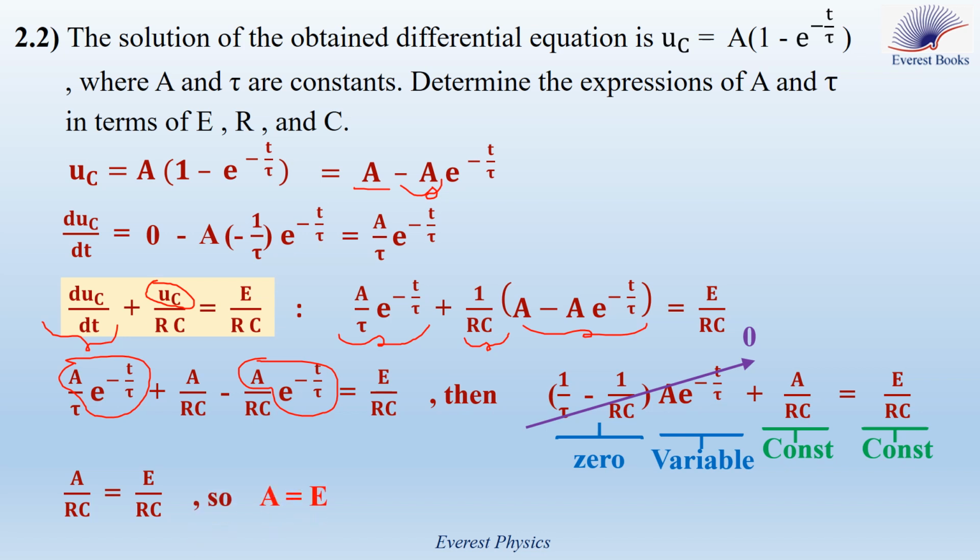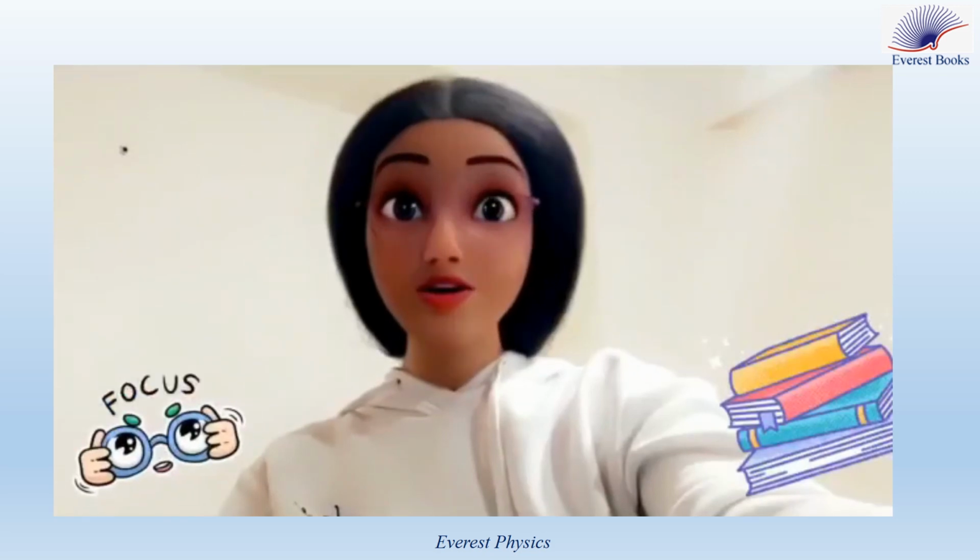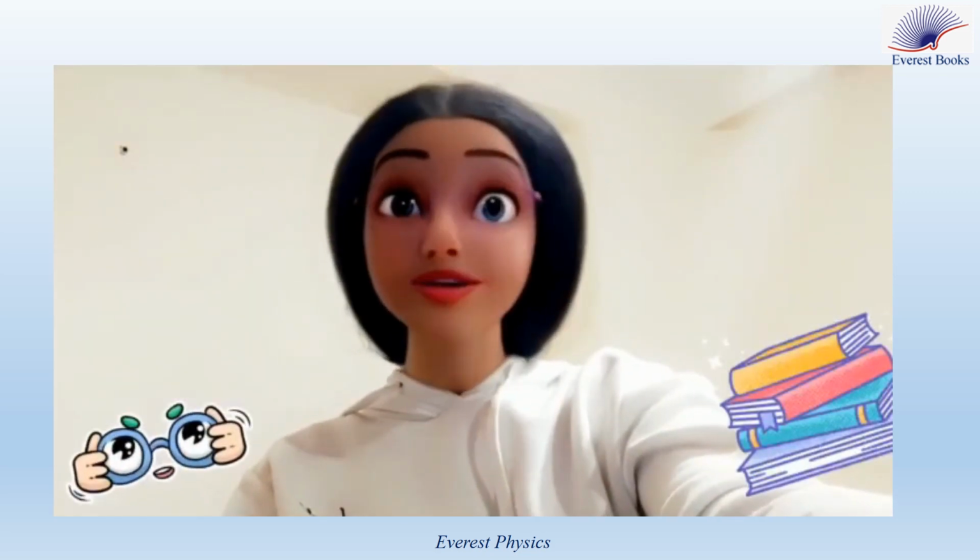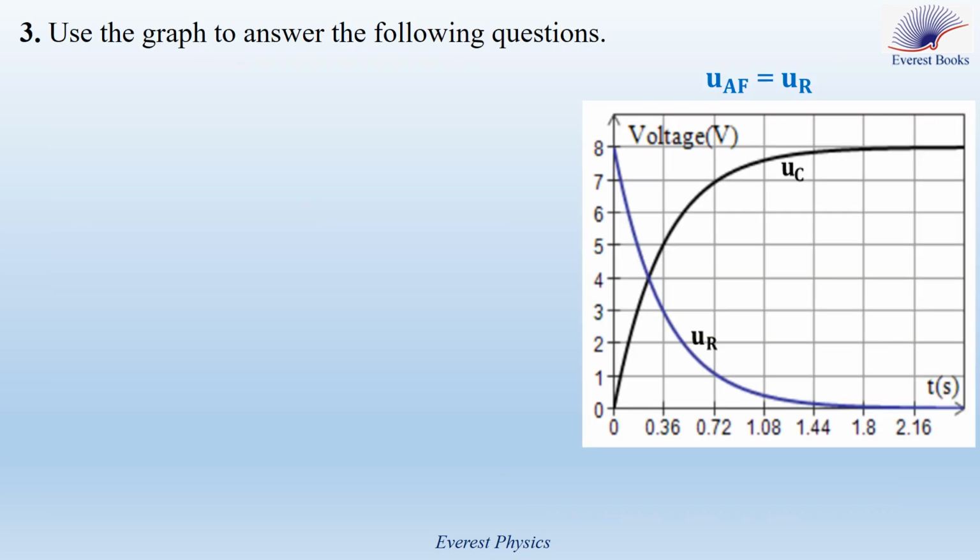We can conclude that a is equal to e. And since 1 over tau minus 1 over rc is equal to 0, we can conclude that tau is equal to rc. Focus, please. This is important. Let's move to part 3.